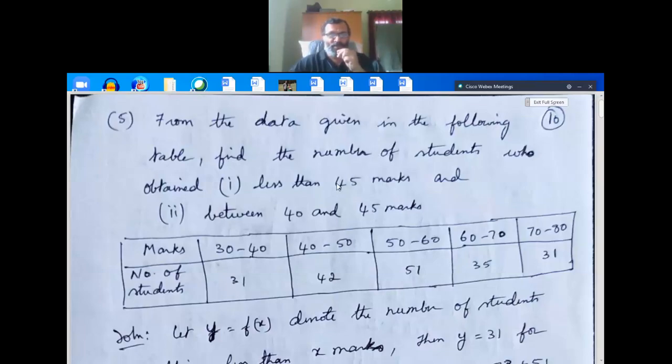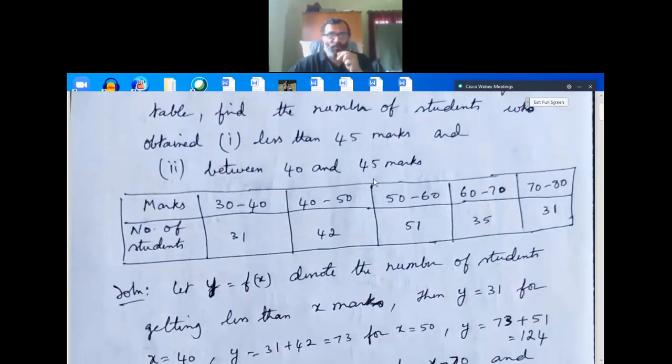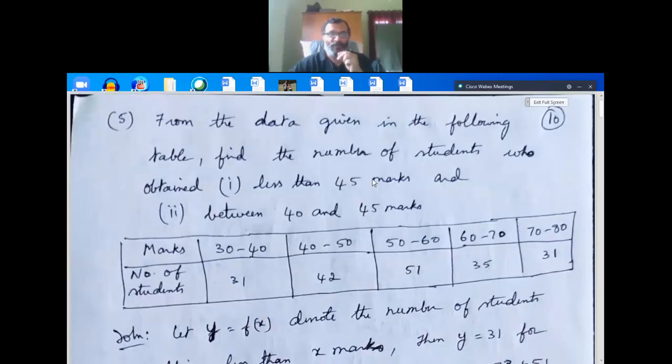Module 5. So the problem is: from the data given in the following table, find the number of students who obtained less than 45 marks and between 40 and 45 marks. Very simple statement. From the data given in the following table, find the number of students who obtained less than 45 marks, and between 40 and 45 marks.